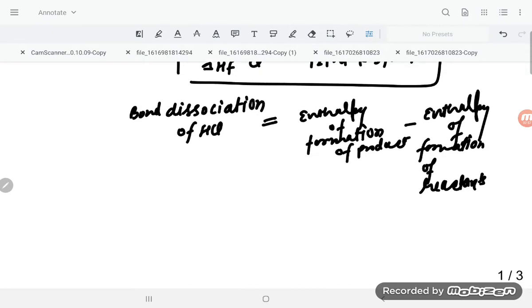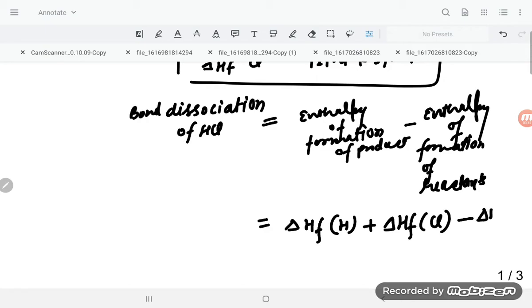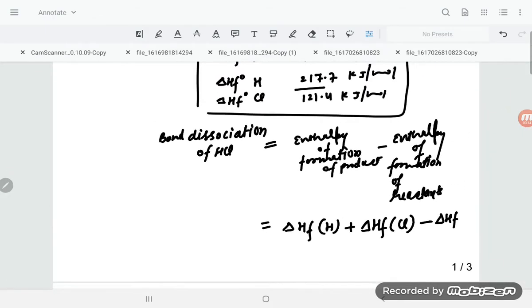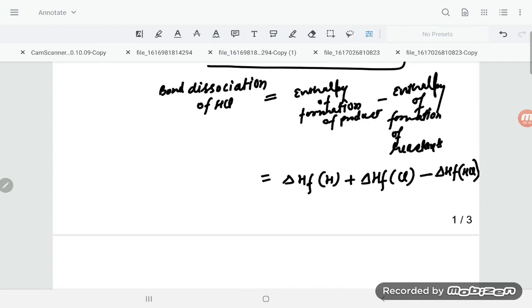So you can easily calculate, the enthalpy of formation of the product. So delta H_f for hydrogen plus delta H_f for Cl minus delta H_f of, what will come here, students, it will come HCl. These are the three things.